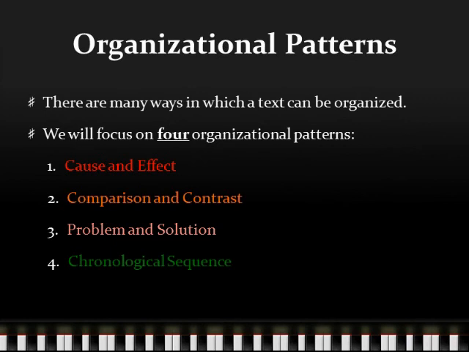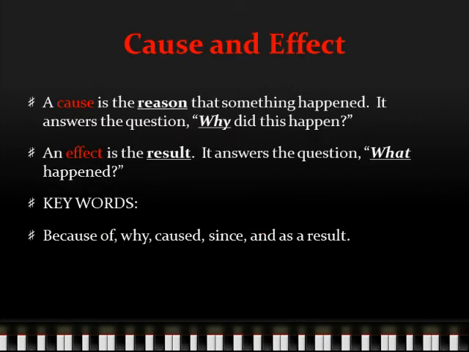The first one that we are going to talk about is cause and effect. When we talk about cause and effect, we're talking about a cause, or a reason that something happened, answering the question, why did this happen? The effect is the result. It answers the question, what happened? And those are some of your key words. If you see those words, it kind of hints at the fact that it's probably cause and effect.